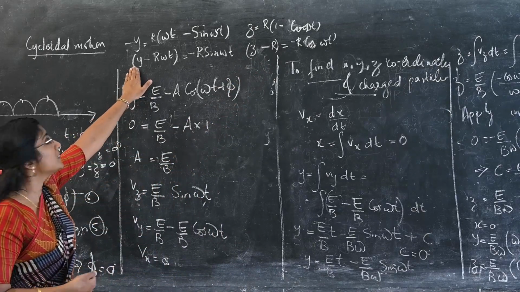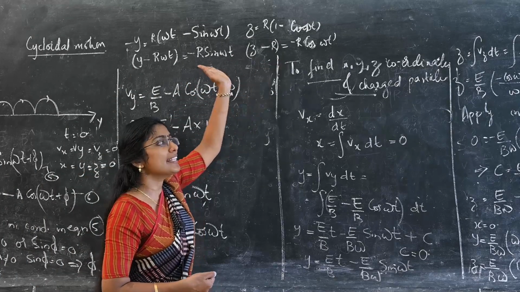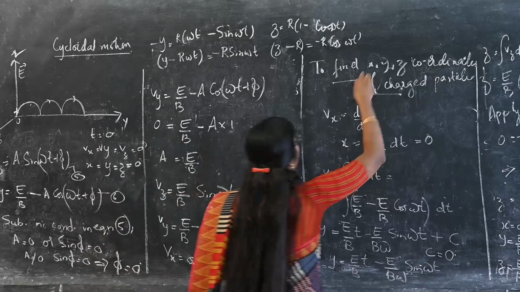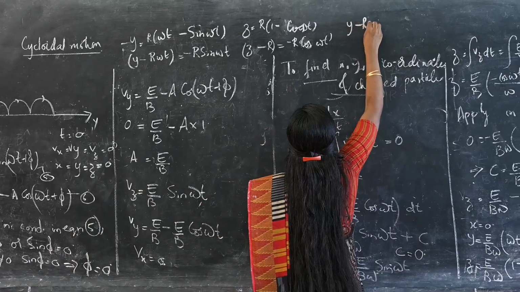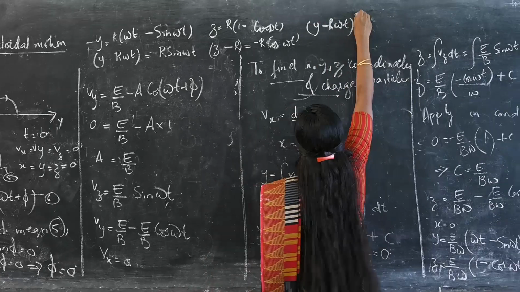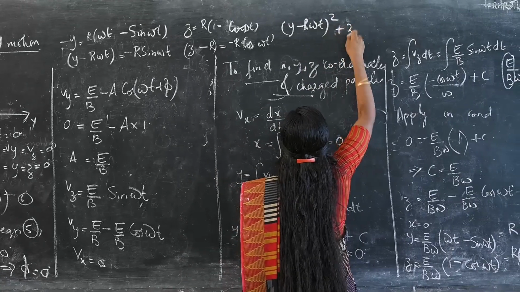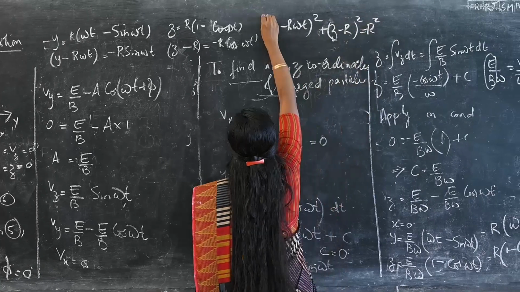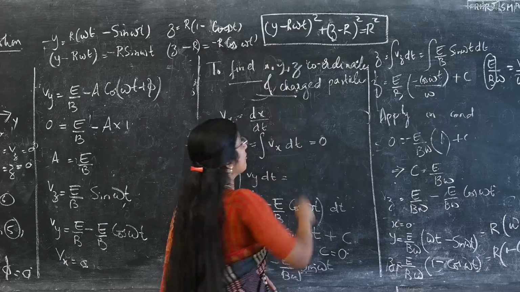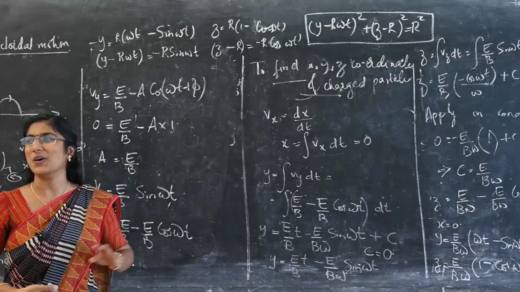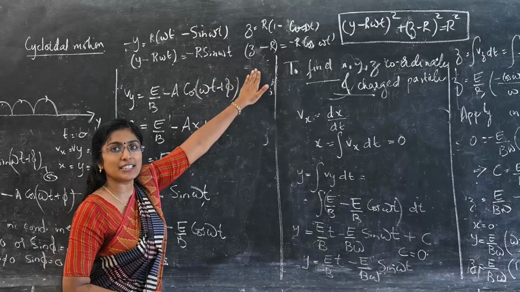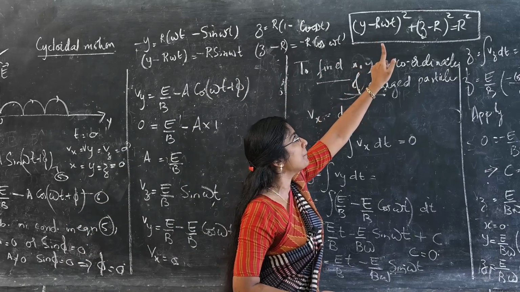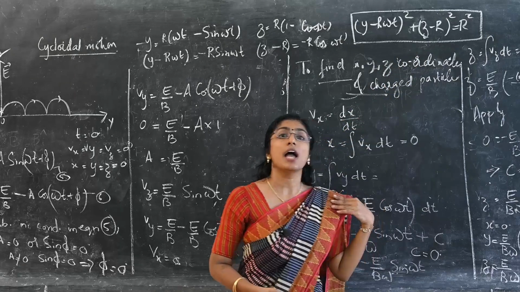What do I do? I square these two equations on either side and I add them, so that I get the final answer as y minus r omega t the whole square plus z minus r the whole square is equal to r square. This is the final answer that we get.